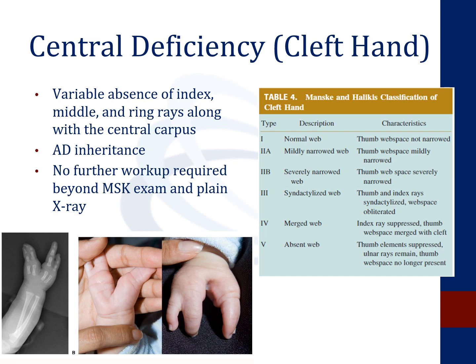The most commonly used classification currently, described by Manske and Halikis, is based on the first web space, and the authors noted the relationship between increasing tightness of the first web space with increasing severity of the cleft hand. This classification is useful in surgical decision-making because it emphasizes that the main functional challenge with cleft hand is based upon that tightness of the first web space, not necessarily from the presence of the cleft.